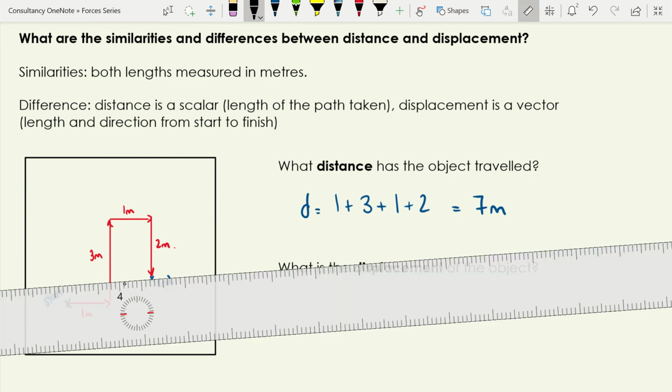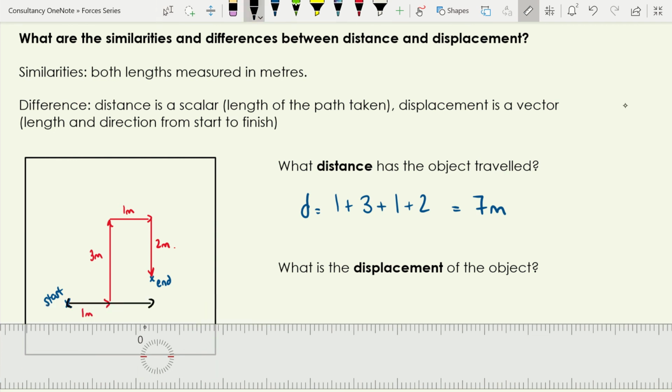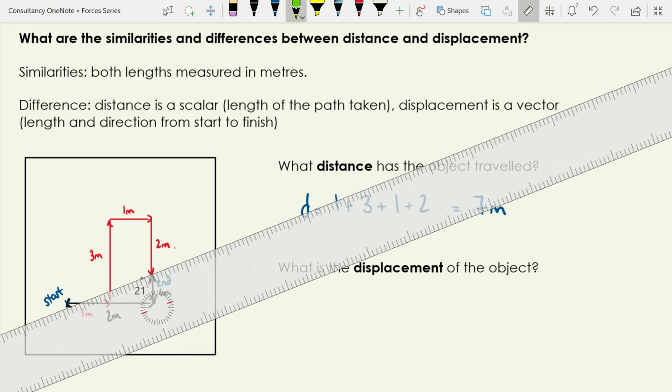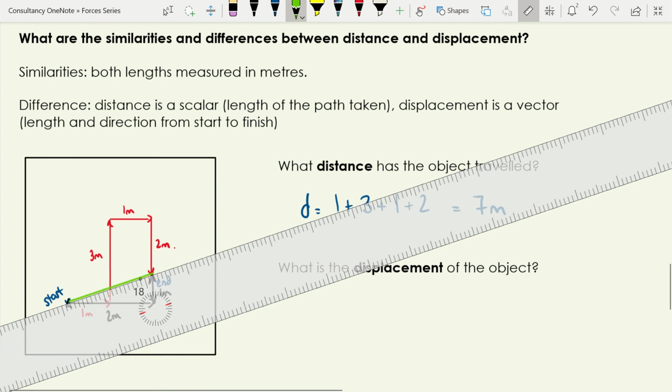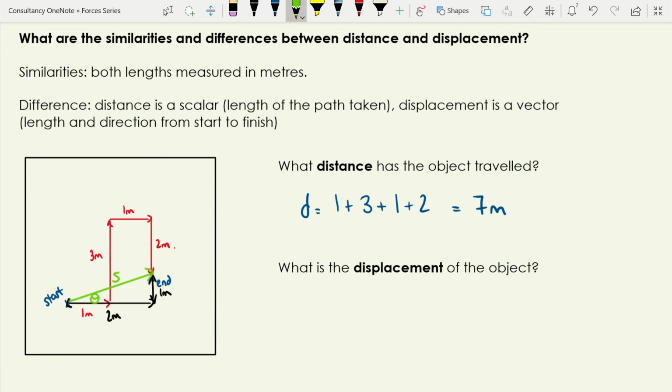If we want to work out displacement, we're going to need to work out some distances from start to finish. So we need to work out that distance and that distance. So this one is easy. That's 2 meters because it's 1 plus 1. This distance here is 3 minus 2, which gives us 1 meter. So that means our overall displacement is going to be given by that vector that we can see there. So that's going to be our displacement, and let's call that in there our angle.